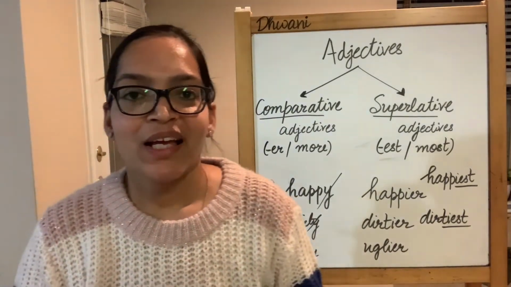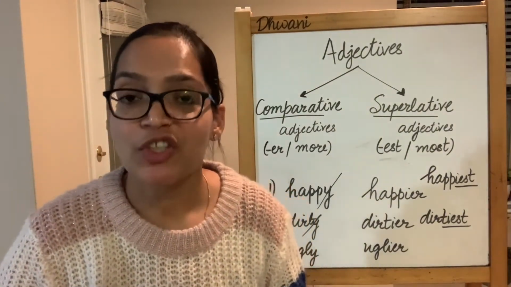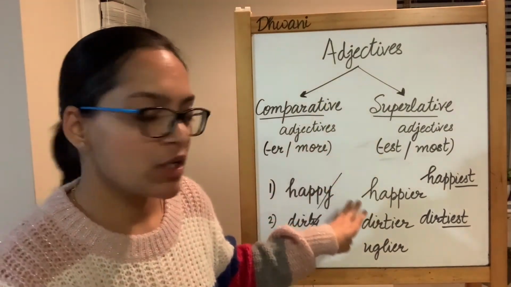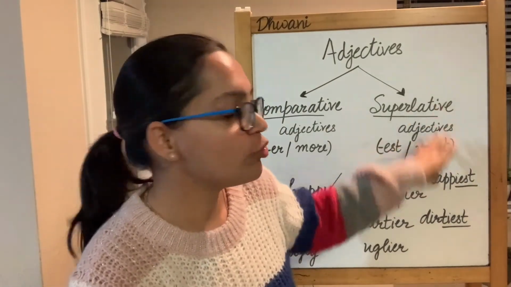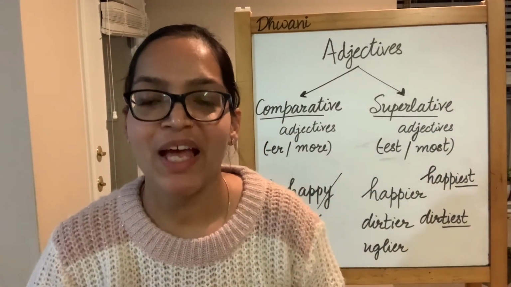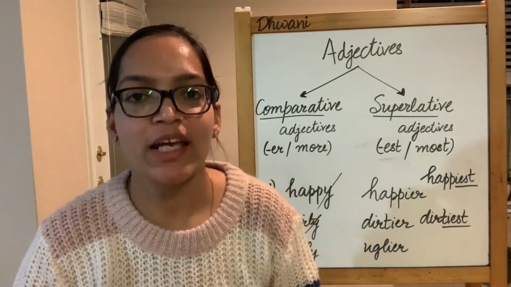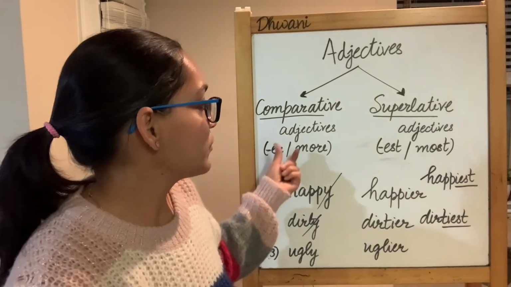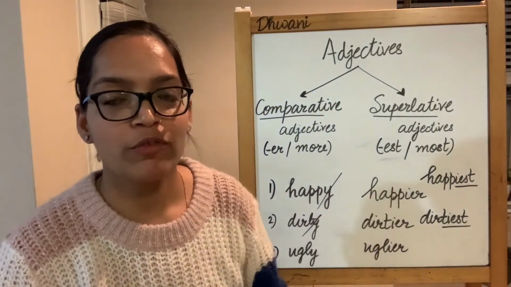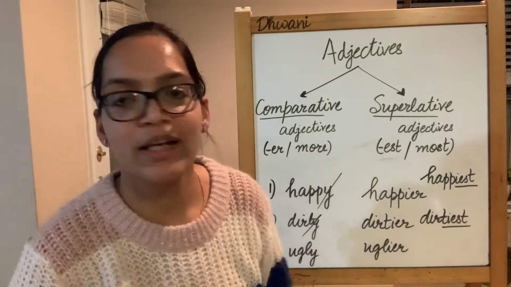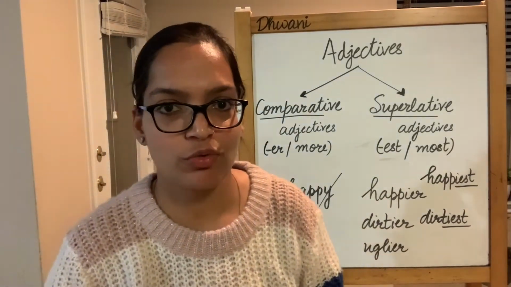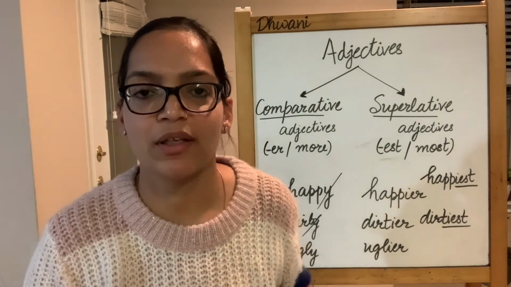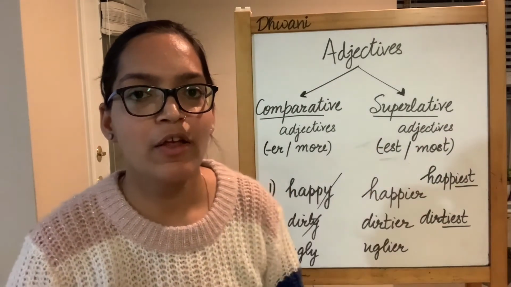Now there's another exception which does not follow the er and more rule for the comparative adjectives, or the est or most rule for the superlative adjectives. These forms of our adjectives are called irregular adjectives. So they do not turn into er at the end or more for the comparative form, and we do not add est at the end or most. The total form of the adjective completely changes in the comparative form and the superlative form.